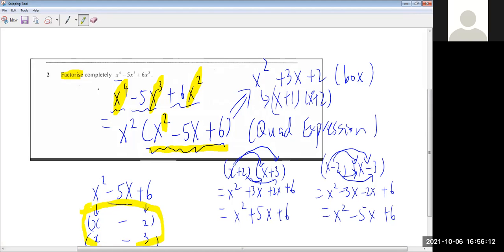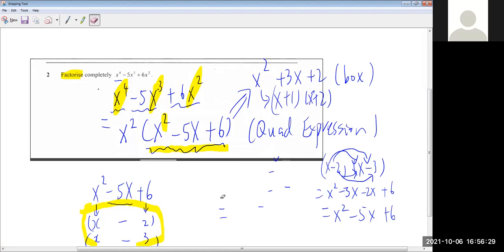Okay, so once you get this right, now the question is simple already. So that means this part here, let me erase this so I have more space. So the x squared is x squared. And then after that, this part, x squared minus 5x plus 6, I have already found out the factorization part. So I just change it to x minus 2 and then x minus 3. So this is the answer.